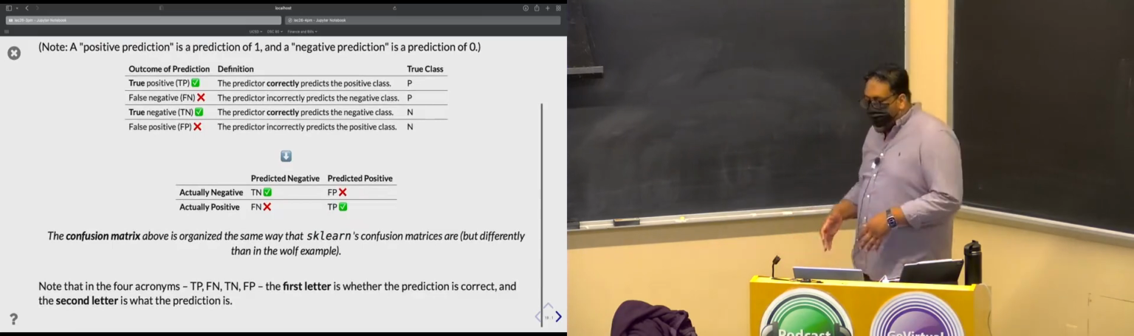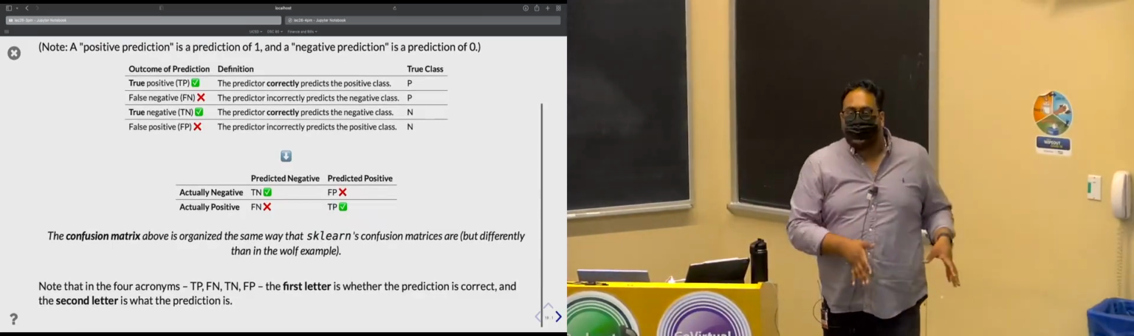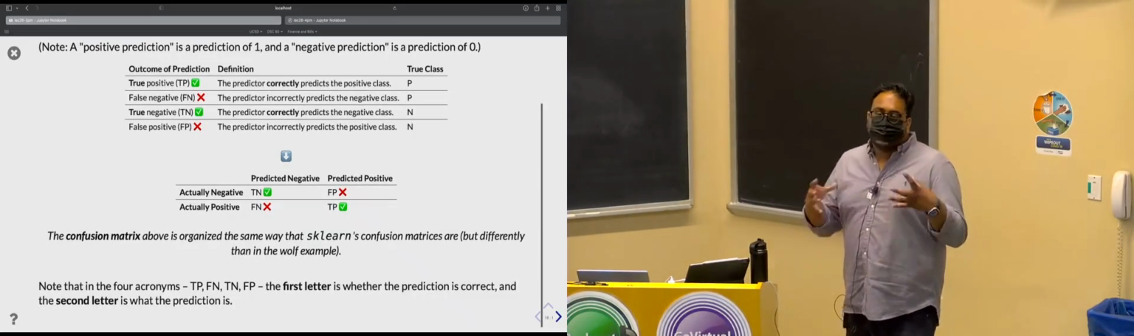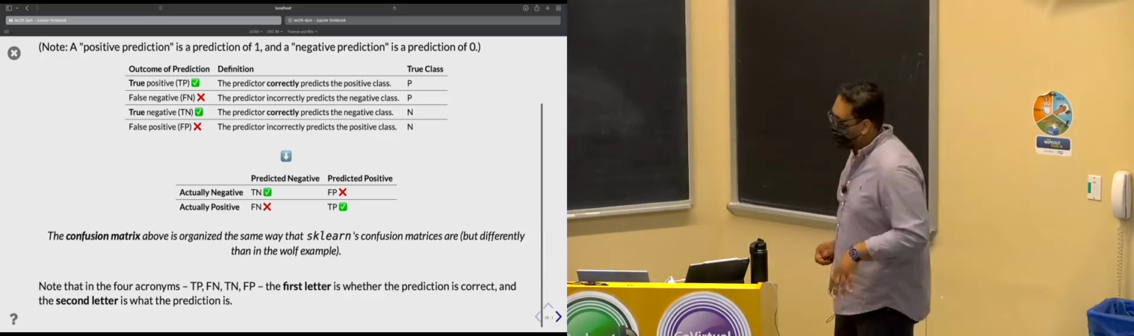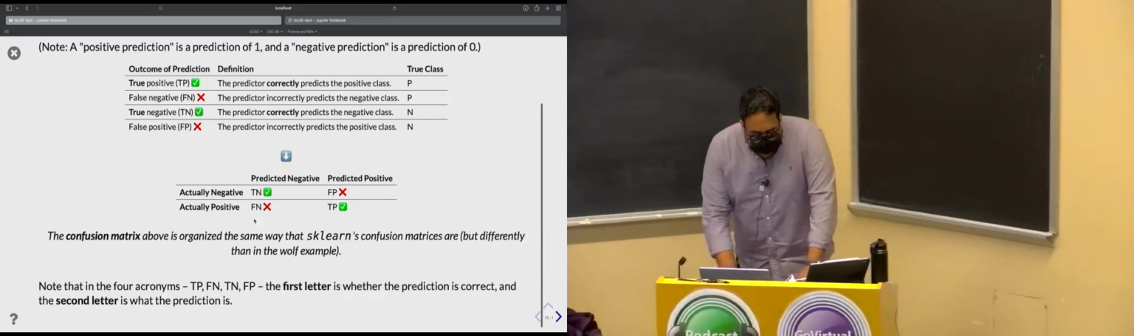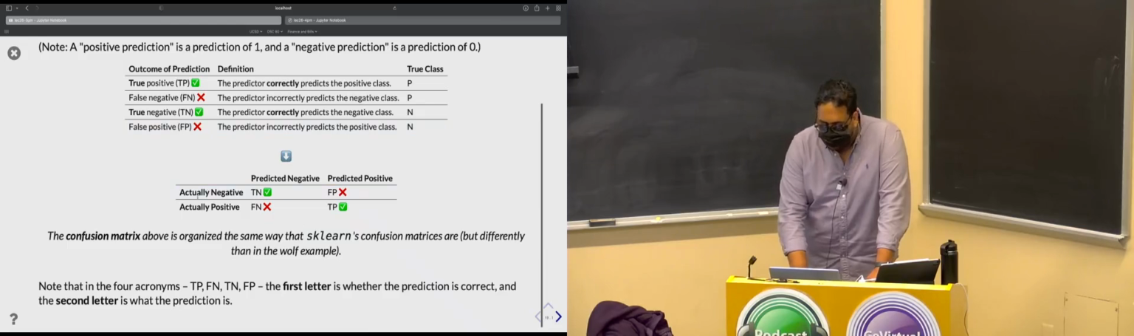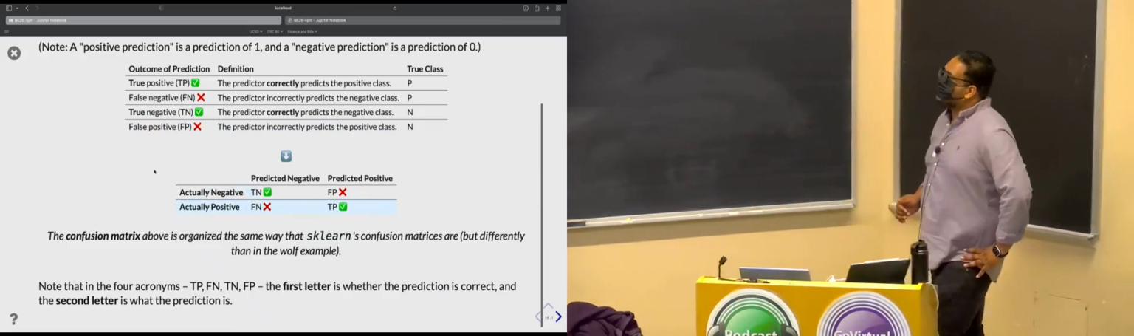But a more common configuration, at least in scikit-learn, is that your predictions are in the columns. Okay, it doesn't really matter mathematically. You just need to keep track of how it's organized so that you know how to interpret the numbers. Okay, so here I have a predicted positive column and a predicted negative column. I have an actually negative row and an actually positive row. I've set it up this way because this is how scikit-learn does it.